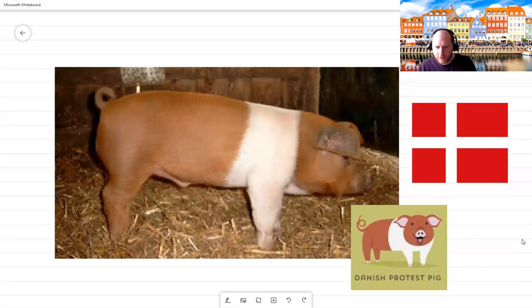Protest pigs. It's the only animal that I've ever heard of that has been bred in protest to another country. I haven't heard of an angry protest cow or anything like that. But no.